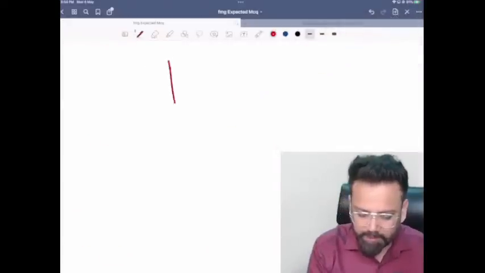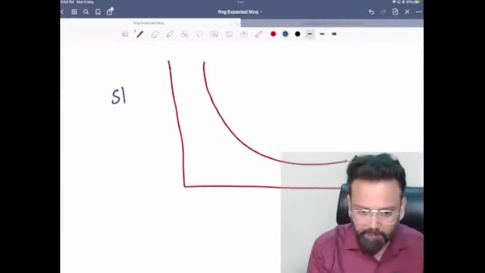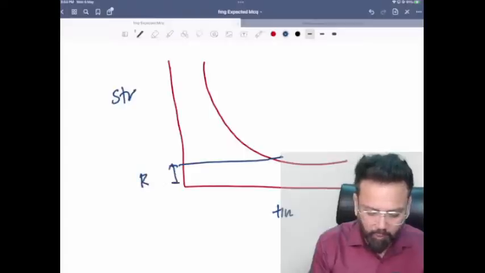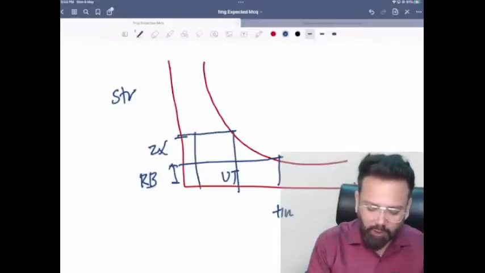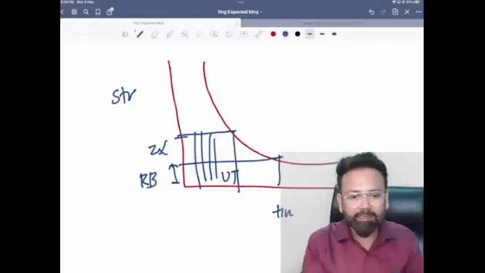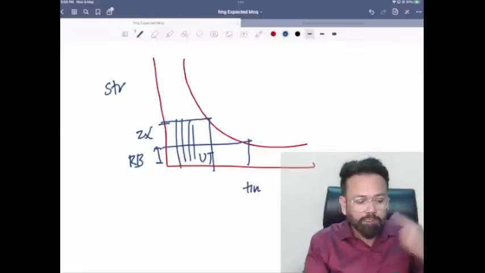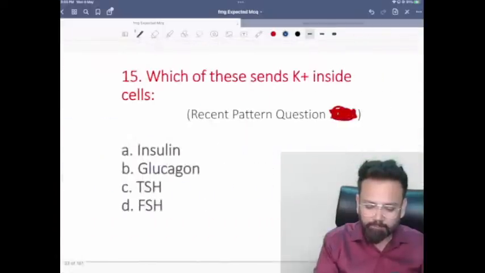See, this is the curve between strength and the time. This much is called as rheobase. This is called as utilization time. And if you double the current, time will be less, and this time is called as chronaxy. So lesser is the chronaxy, more is the excitability.